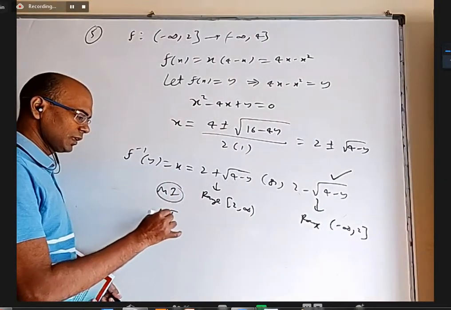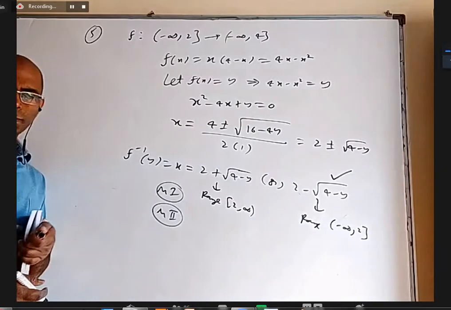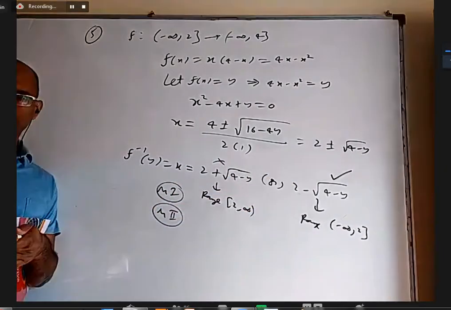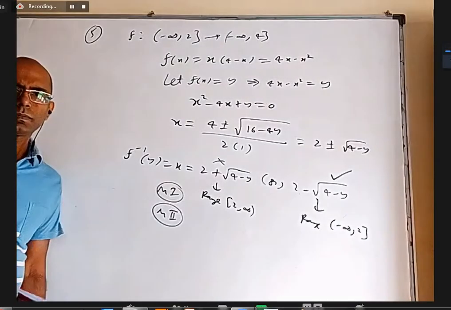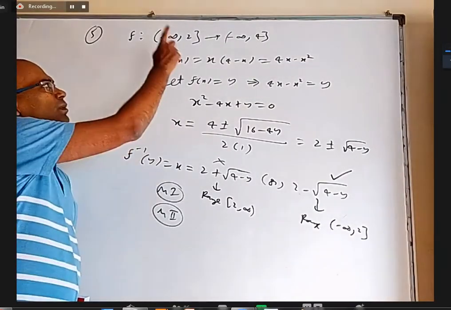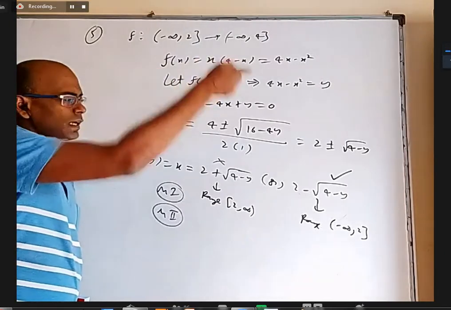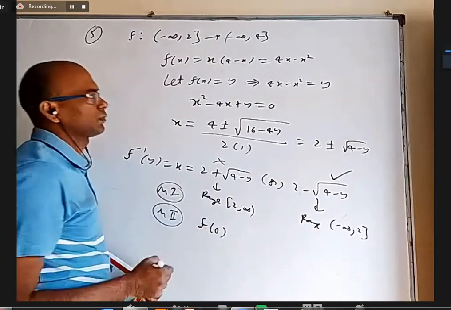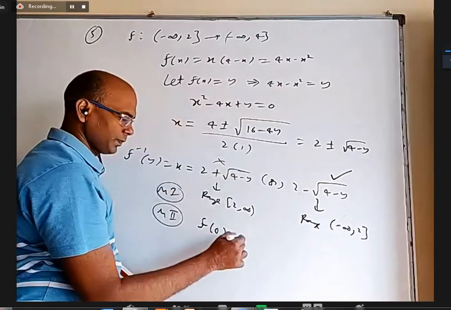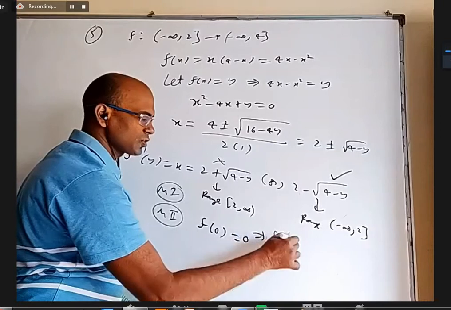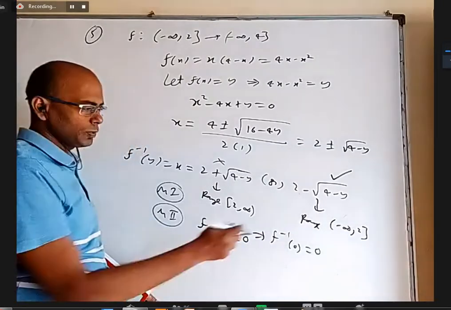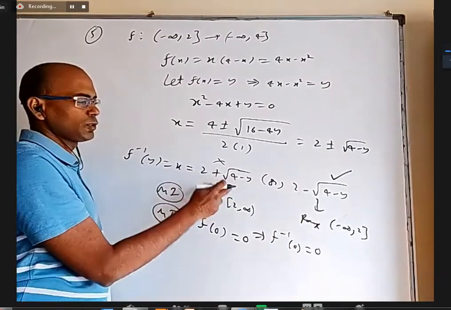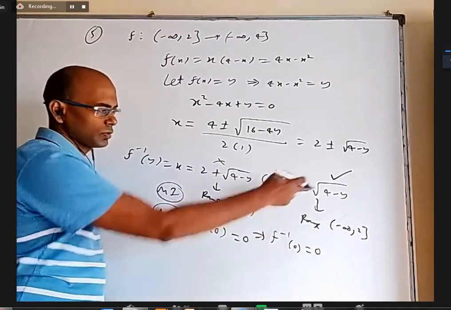Any other method anybody wants to say? Why not this one? Why this one? Substitute. Yeah, take some number in the domain and find the answer. That answer you put here, whichever gives the number back. For example, if you take f of 0, f of 0 is 0. Then f inverse of 0 should be 0. So put y as 0 here and here, whichever gives 0 is correct. If you put 0, this answer will be 2 plus 2, 4. If you put it here, 2 minus 2, 0. So that's why that is right.